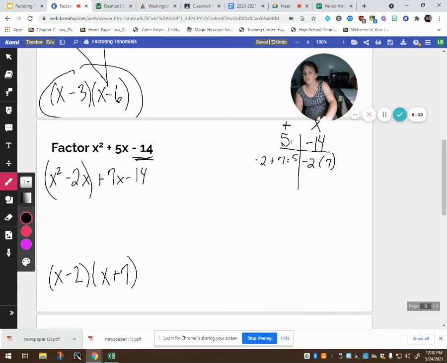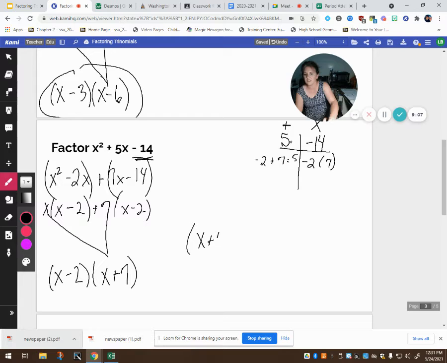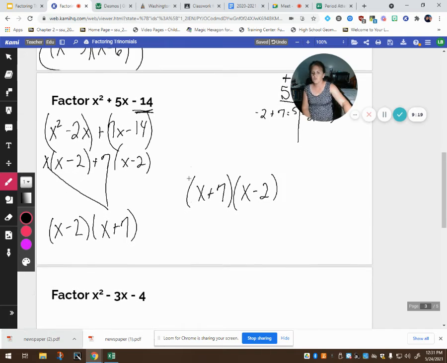Okay, I'm going to group the first two together. I'm going to group the second two together. I'm going to look for the GCF. It is x. If I factor out that GCF, that leaves me with x minus 2. Factor out the GCF. It's a positive 7. That leaves me with x minus 2. Again, we pull that x plus 7 together. It's being multiplied by x minus 2. You can write it this way if it's easier for you. It doesn't matter. What matters is that the minus is with the 2 and the plus is with the 7. All right, go ahead and try the next one.